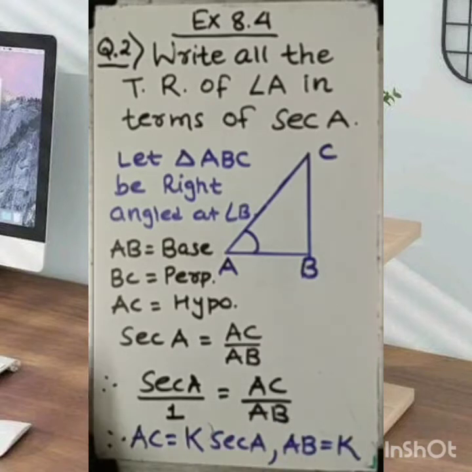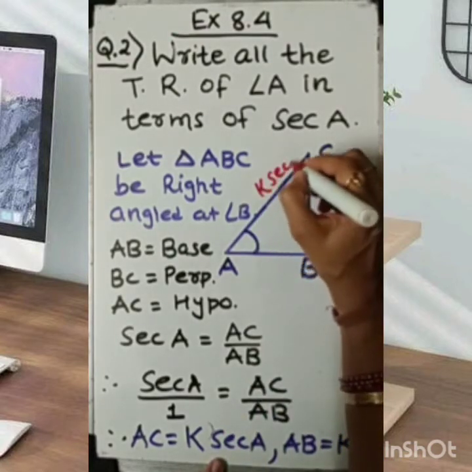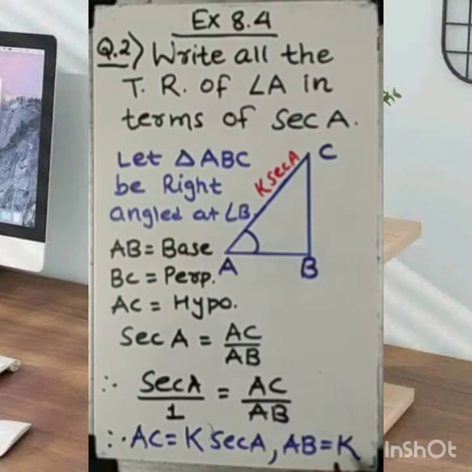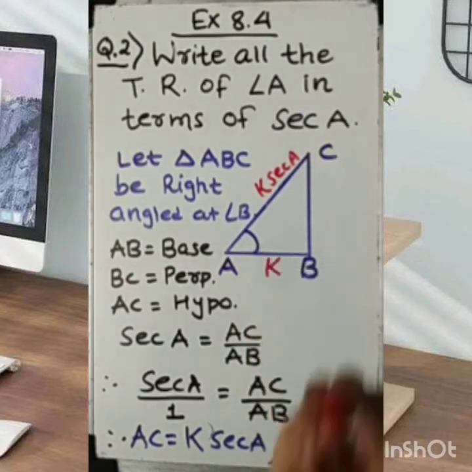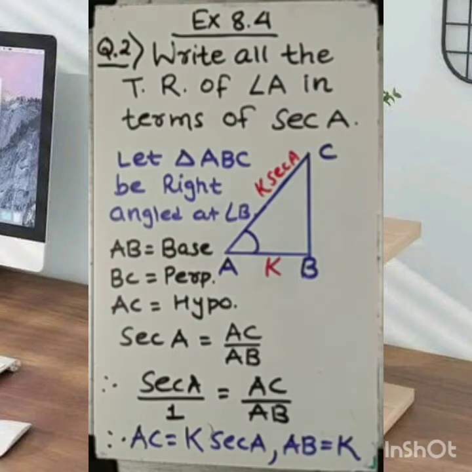Let me note down this important result on the side. Here AC is K sec A, and here AB is K. But dear student, we do not know BC. Then we need to proceed with the Pythagoras theorem to find the value of BC. So let's do that.